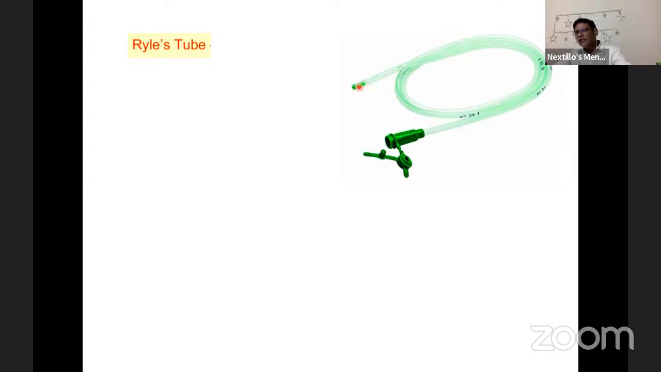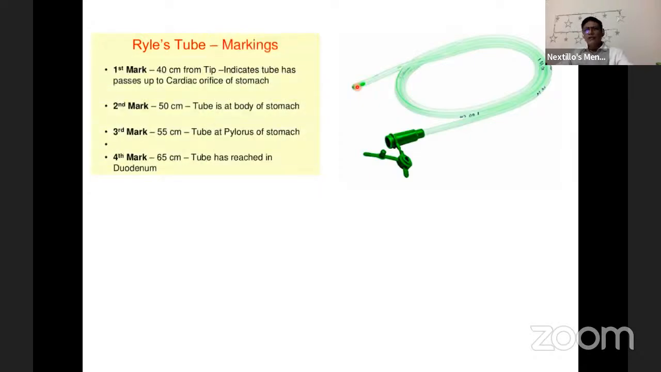This green area that you see here is a material which is radio opaque, so that when we take a picture, we can see exactly where the tip of the Ryle's tube is placed. These marks that we see on the Ryle's tube: the first mark is 40 centimeters from the tip. This is the tip, and it is 40 centimeters going back. This indicates that the Ryle's tube has passed the cardiac orifice, that is the lower esophageal sphincter, and is now in the stomach. The second mark is 50 centimeters.